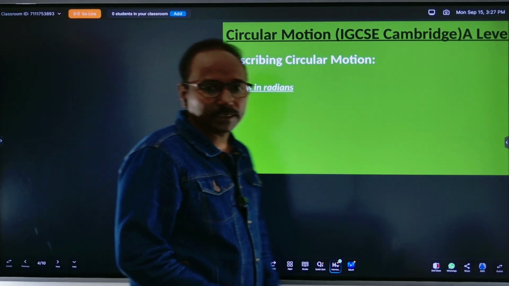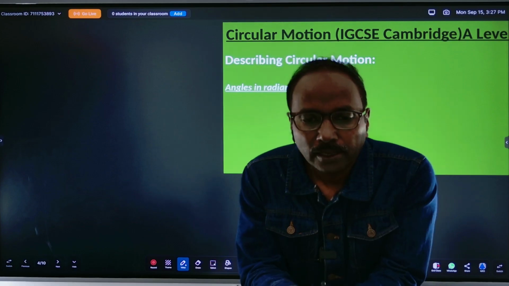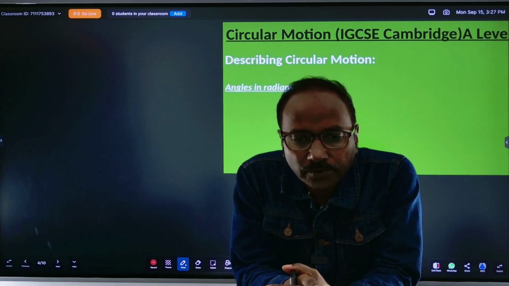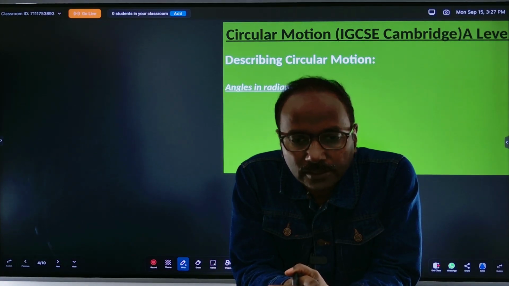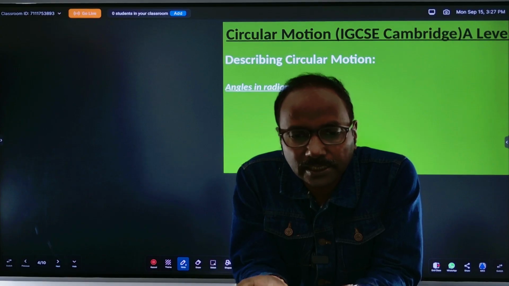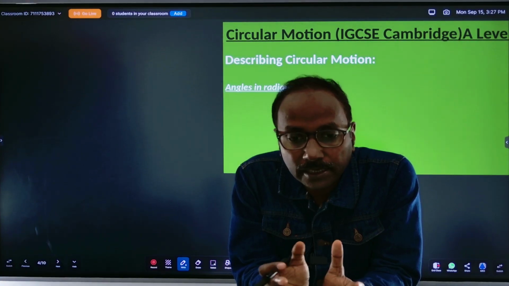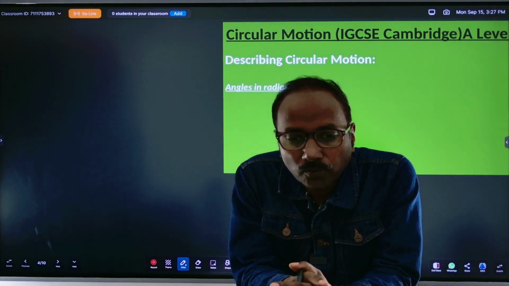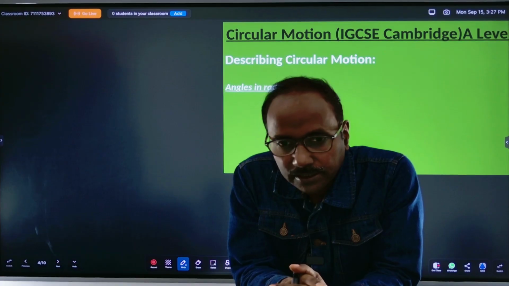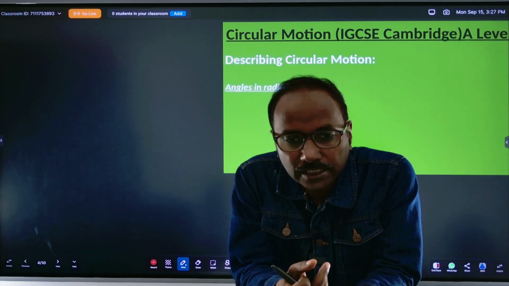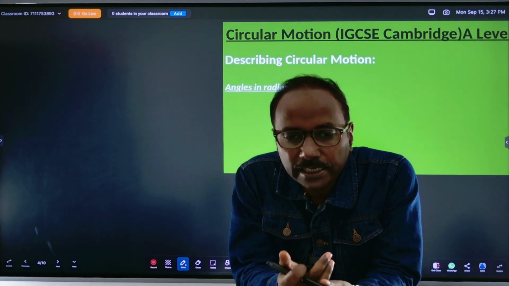Now angles in radians. Angles are expressed in two ways. One is in degree, that 1 degree, 2 degree, 90 degree, 30 degree and all. And another is in radians. So what is radian? Is it the same as degree or it is different from the degree? So this is the part of the study about the radians.